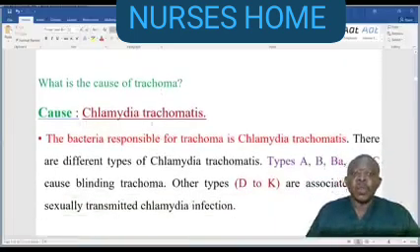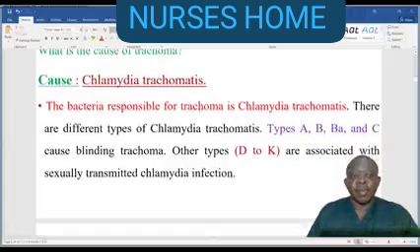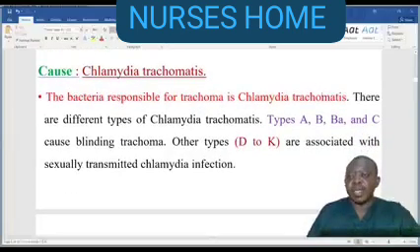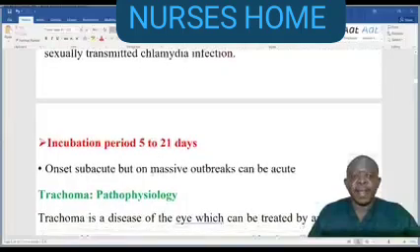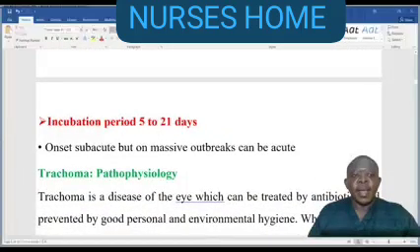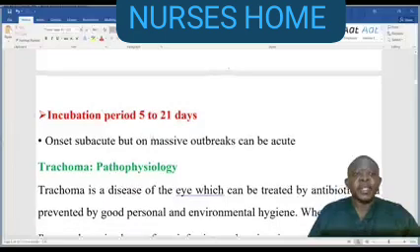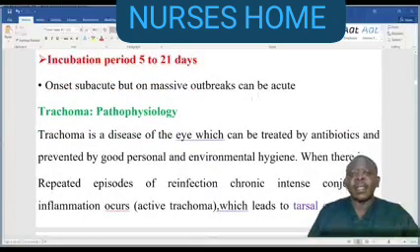The cause of trachoma is Chlamydia trachomatis. The bacterium responsible for trachoma is Chlamydia trachomatis. There are different types of Chlamydia trachomatis. There are types A, B, Ba, and C that may cause blinding trachoma. Other types are D to K and are associated with sexually transmitted chlamydia infection. The incubation period of trachoma is 5 to 21 days. Onset is subacute, but in massive outbreaks it can be more severe.